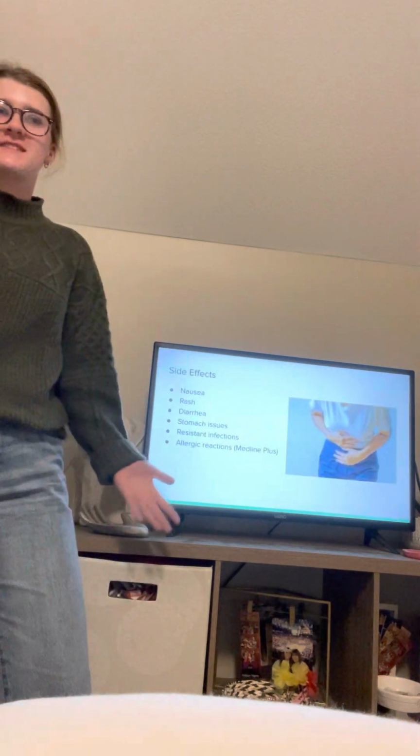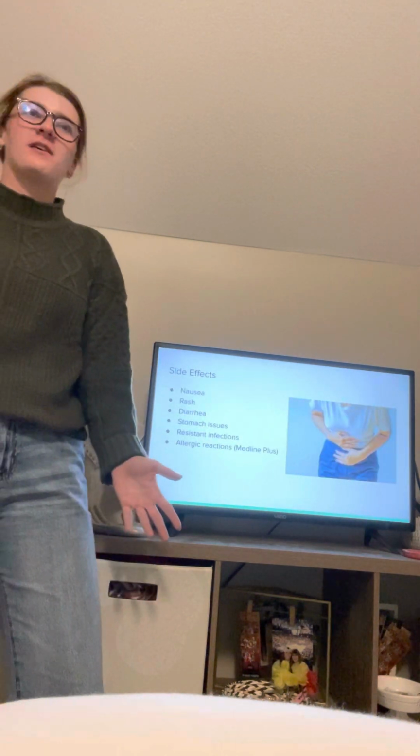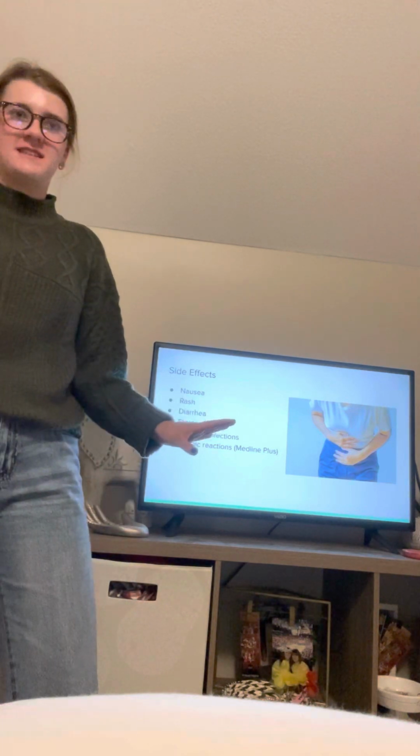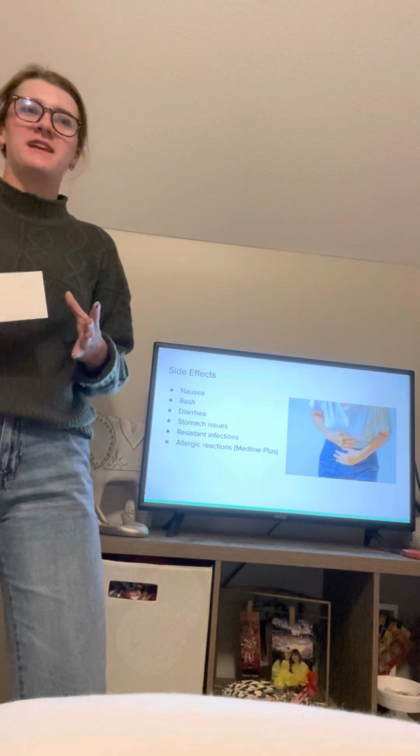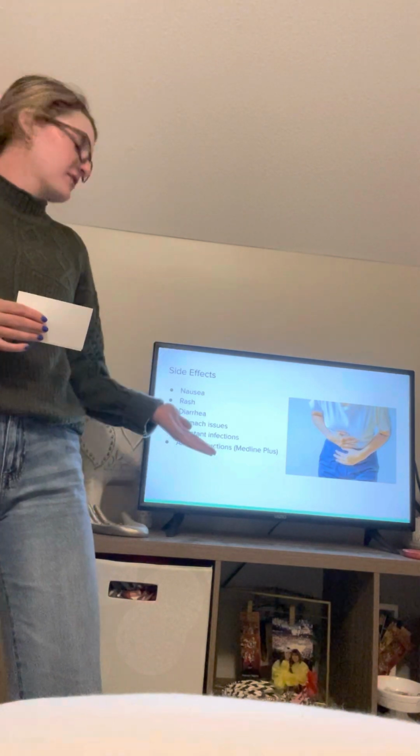So these are some common side effects that come with just taking antibiotics, not antibiotic resistance, but just taking antibiotics in general, so this shows that it's a serious medication. All of this is from Medicine Plus.